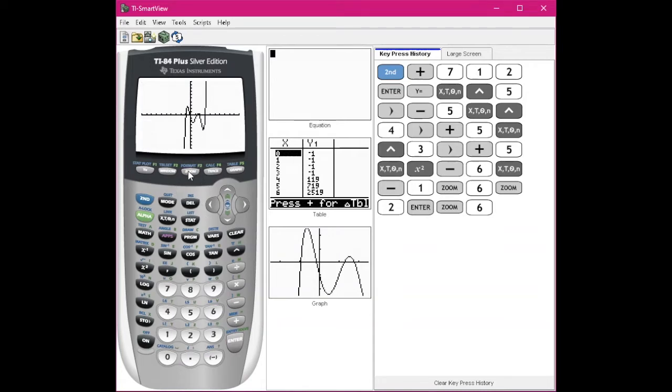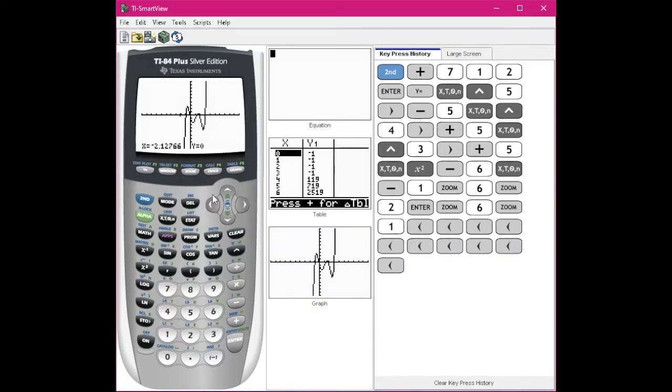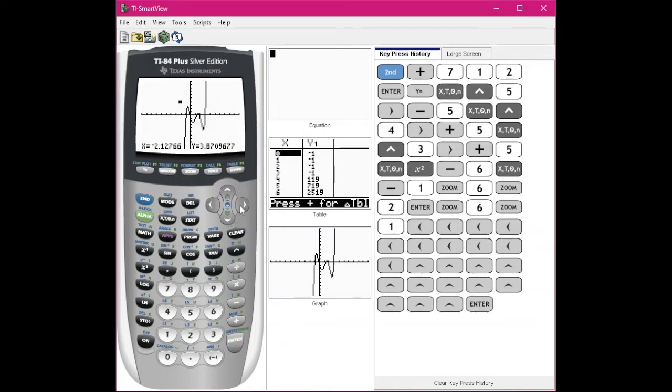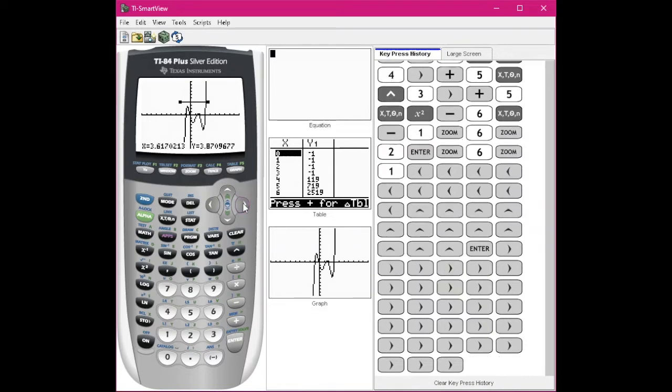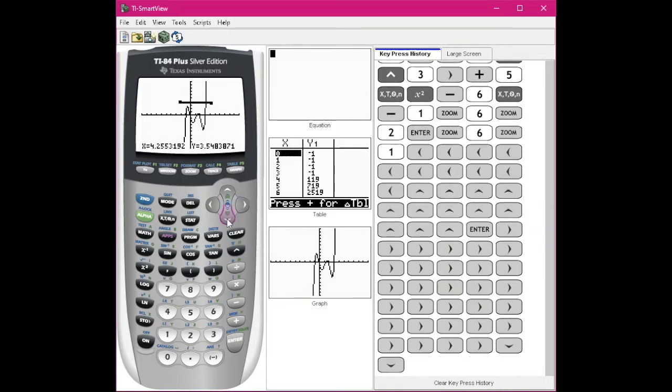And this time I'll try zoom box. If you do zoom box, you have to use that little pixel there to draw a box. So you're going to pick the two diagonal corners of the box that you want to draw. So you're just going to move it to the left and up and click enter. That's one corner of your box. And then I'm going to move it to the right and down.